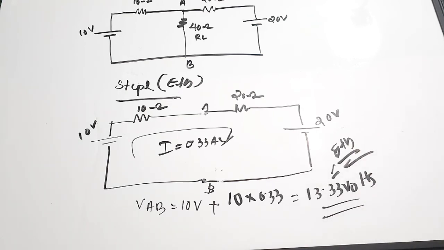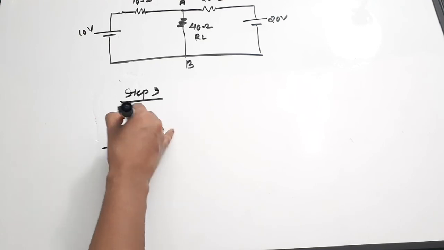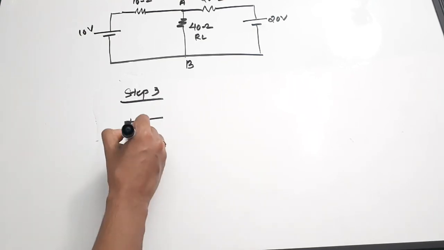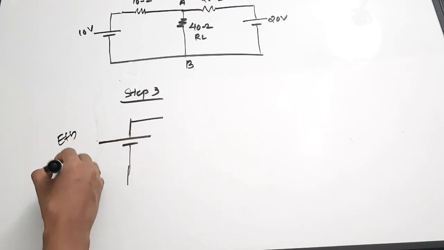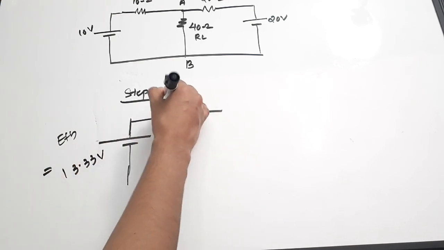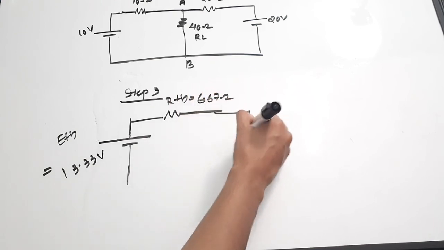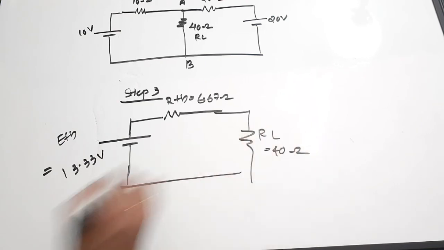Now we can draw our Thevenin's equivalent circuit, which has a voltage source ETH equal to 13.33 volts and RTH we have obtained is 6.67 ohms. Drawing back my load as it is, RL is equal to 40 ohm. So this is my Thevenin's equivalent circuit, right?